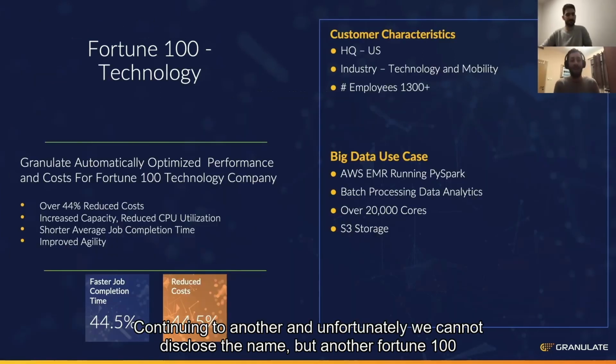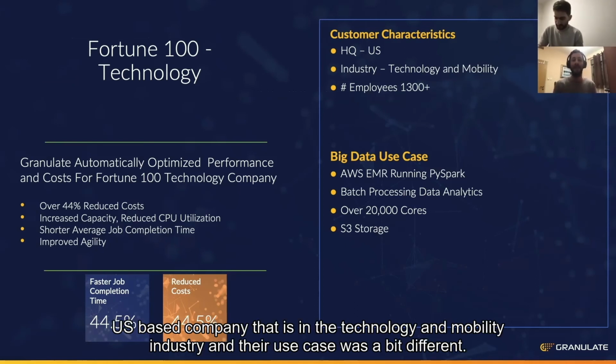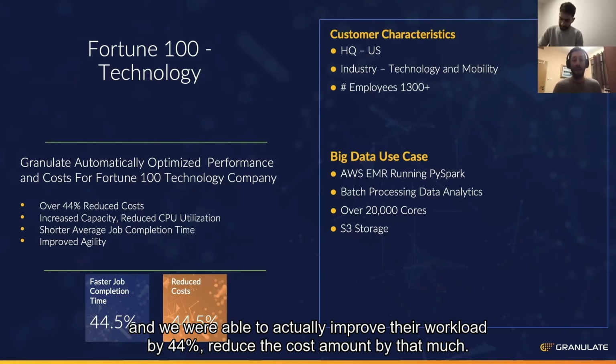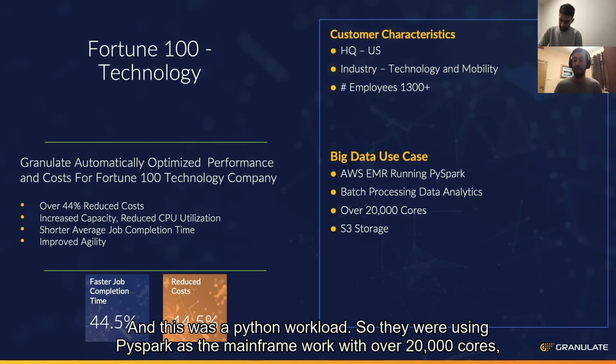Continuing to another, unfortunately can't disclose the name, but another Fortune 100 US-based company that is in the technology and mobility industry. Their use case was a bit different. They were running EMR on top of AWS, obviously, with a batch processing data analytics workload. And we were able to actually improve their workload by 44%, reduce the cost by that much. And this was a Python workload.